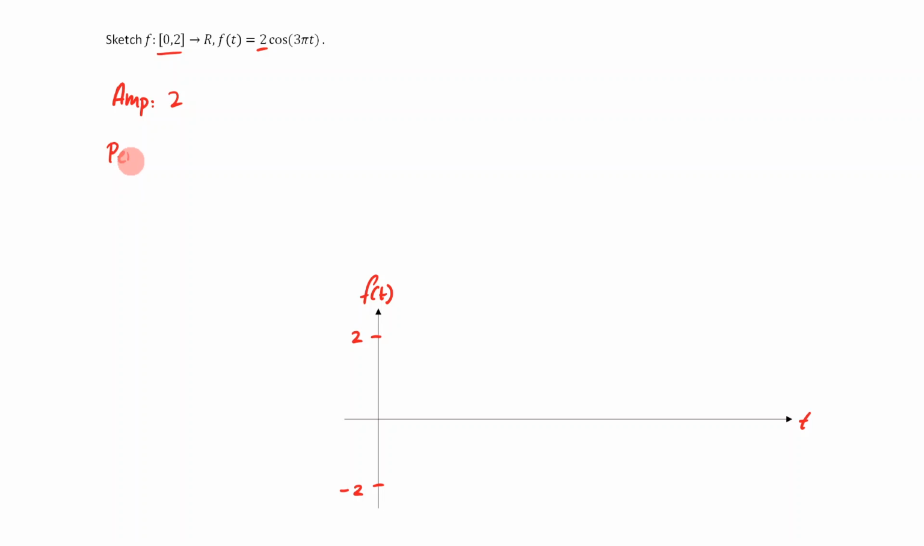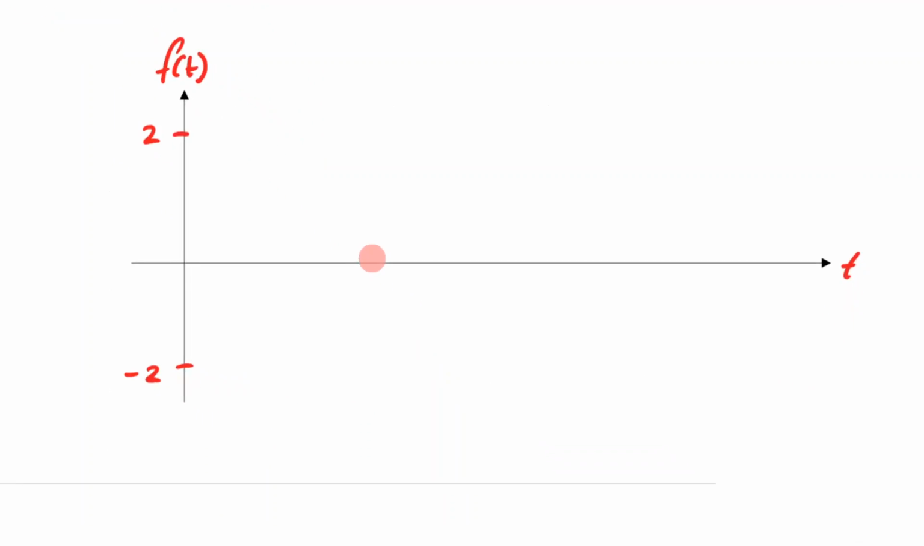Next, we're going to figure out what the period is. The period is found by going 2 pi over whatever your coefficient, in this case of t, is. So that means it's going to be 3 pi because that's what's in front of t. Once I'm here, this will cancel with that and I'll be left with 2/3. So what that means is to do one complete cycle of this cos graph is 2/3.